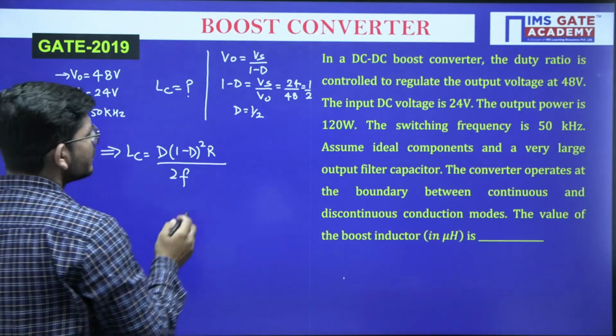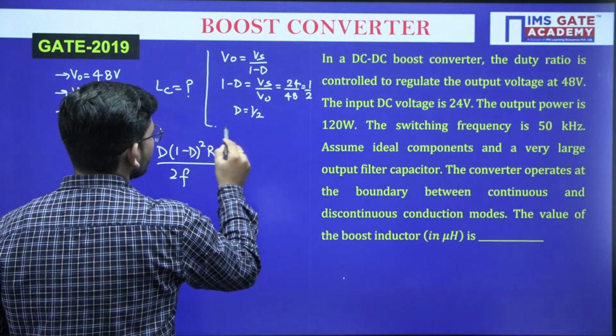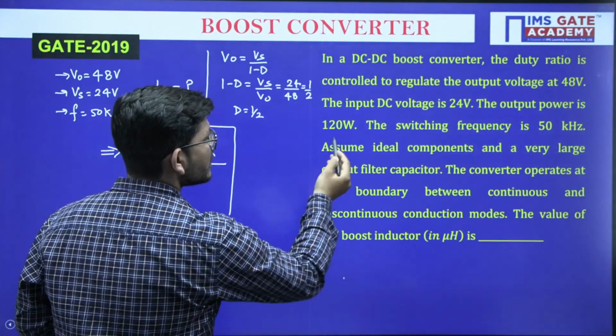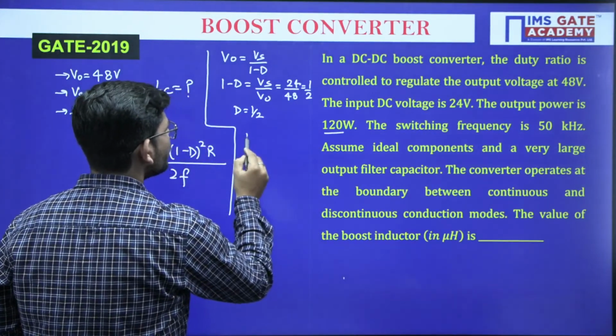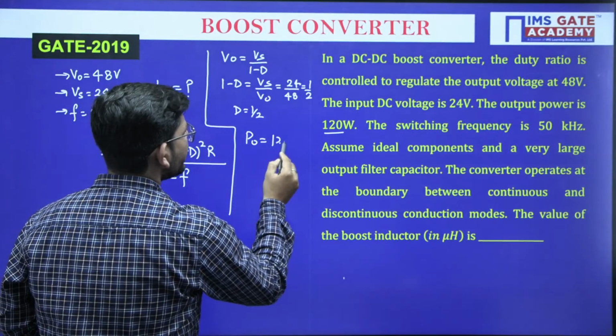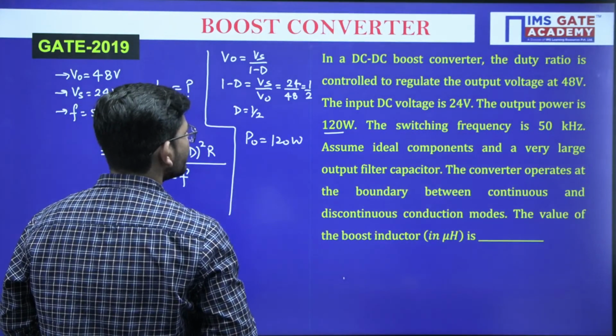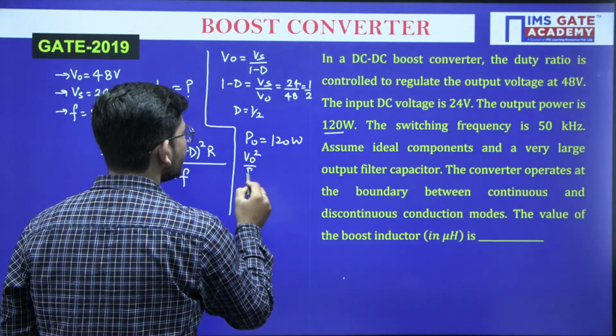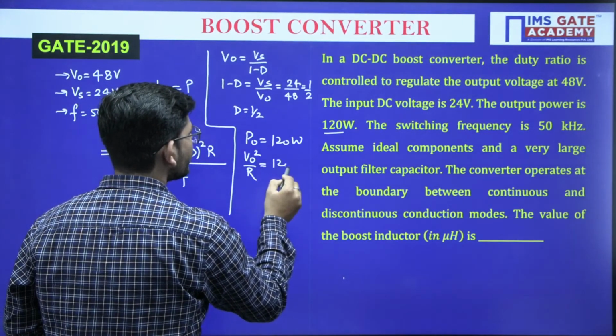Now how to get this R? For that, the power is given. The output power is 120 watt. In order to calculate the output power, we can write V naught square divided by R, and this will be equal to 120.